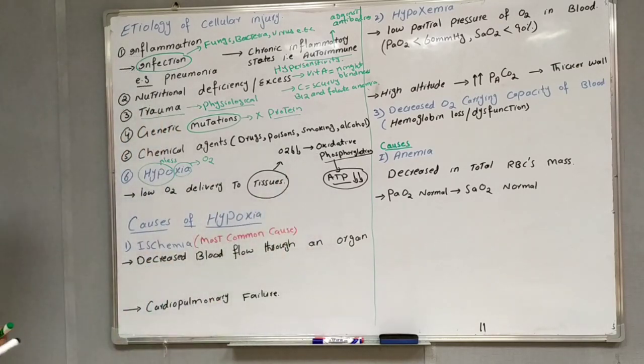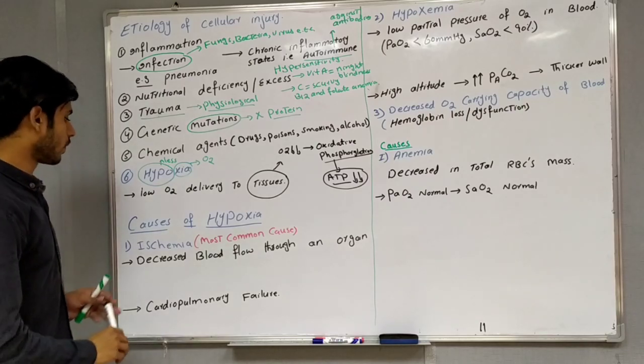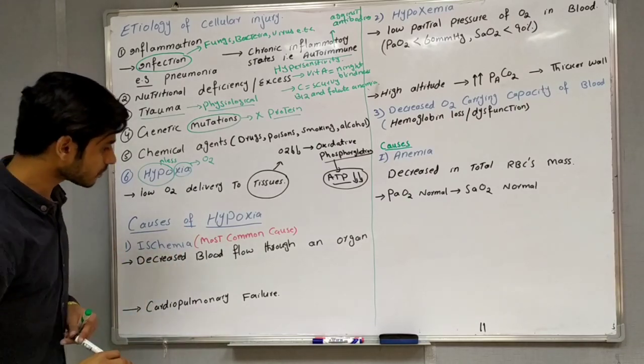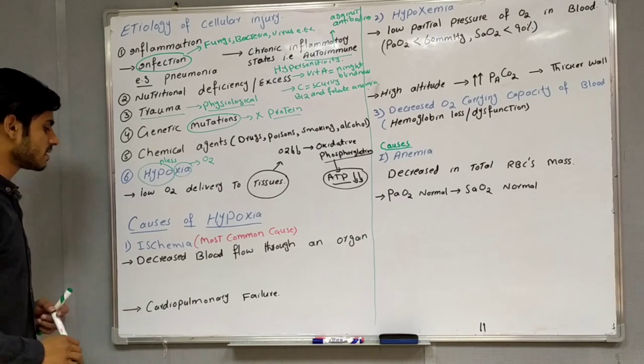Now we are discussing the causes of hypoxia. What are the causes of hypoxia? The first cause of hypoxia is ischemia. We will discuss three causes, but the first one is ischemia.